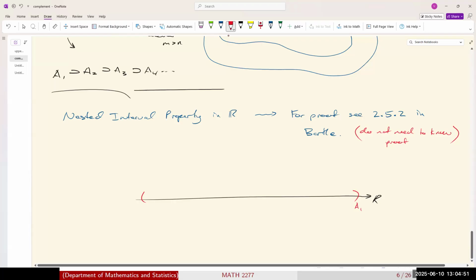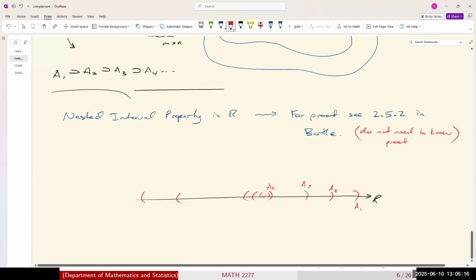So if this interval is A1, maybe A2 is somewhere here, right? So that's A2. And A3 is maybe over here. And A4 is maybe this one here, and so on. So you have a collection of nested intervals.